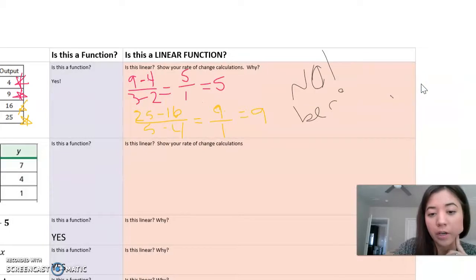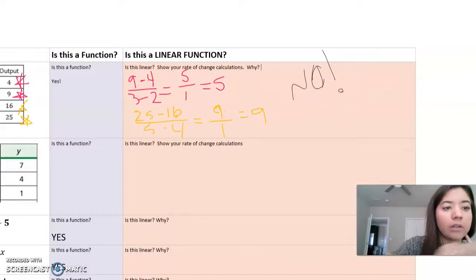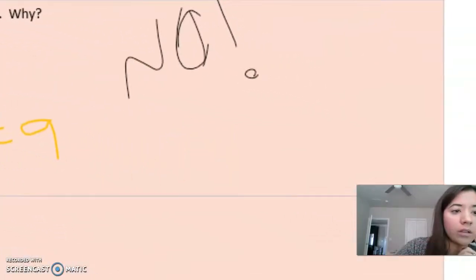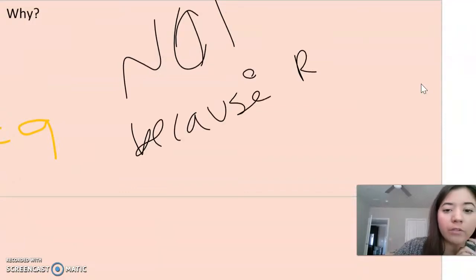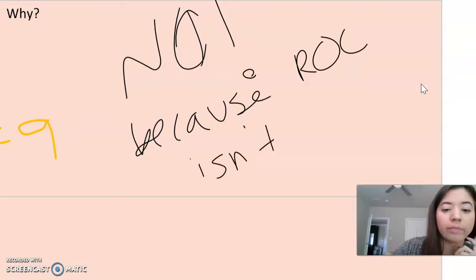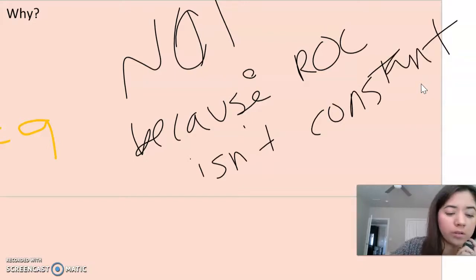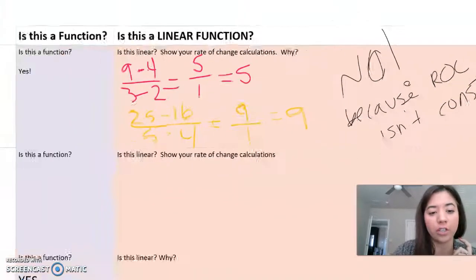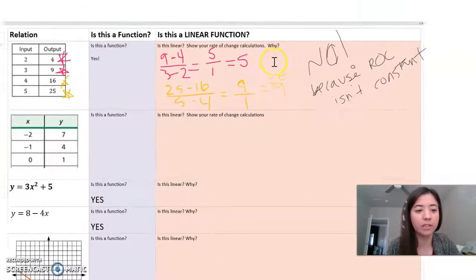And it's because our rate of change isn't constant. My rate of change is different between these two. If it was 5 and 5, then it would be yes.